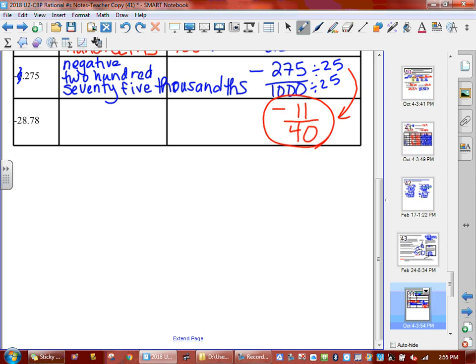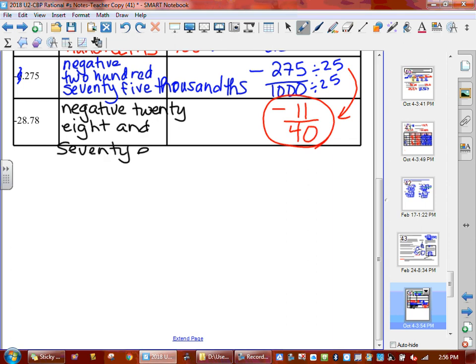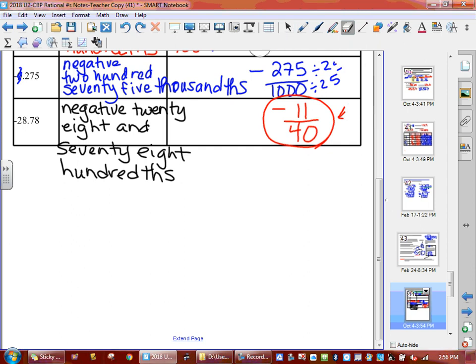Perfect. So negative 28 and 78 hundredths. Good job. Okay, so now we're going to create that fraction. I'm going to erase the guy above them, so I need to use the room. All right, so that's negative 28 and 78 over 100.